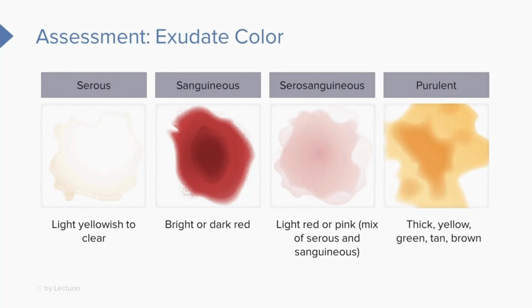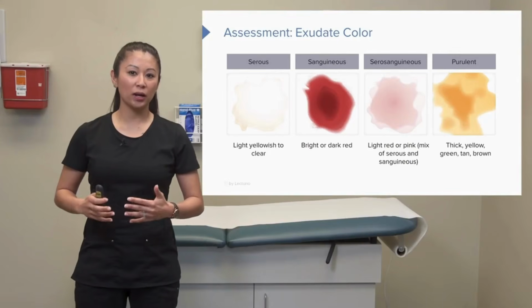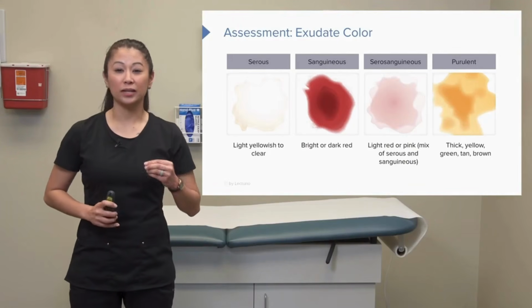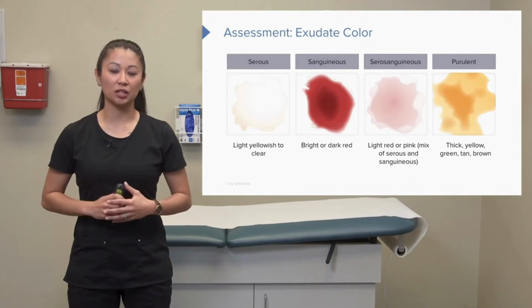And next we have purulent drainage. This can be thick in consistency. It could be anywhere from yellow to tan to green to brown. We want to watch this purulent drainage because if it's really dark brown or maybe really green or really white even, this could be an issue with our incision or our wound.